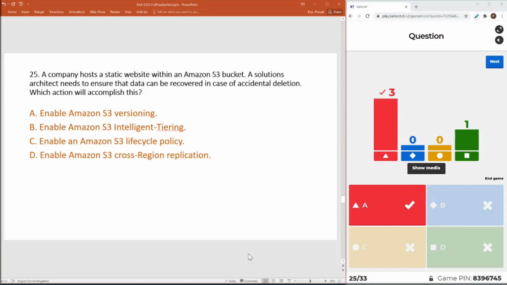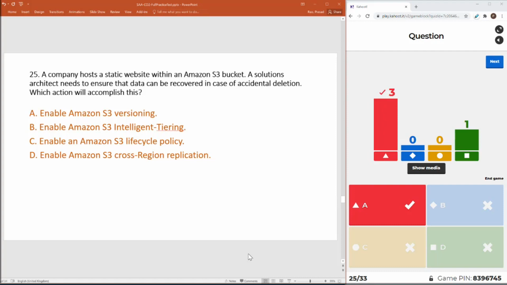Yeah, 3 of you got it right. S3 versioning is the right way. Cross-region replication will also help you, but now even that will not work. The reason being, if you are accidentally deleting it, then your replication will delete the data even from the other region. So versioning is the only way. Even cross-region replication is not going to work.